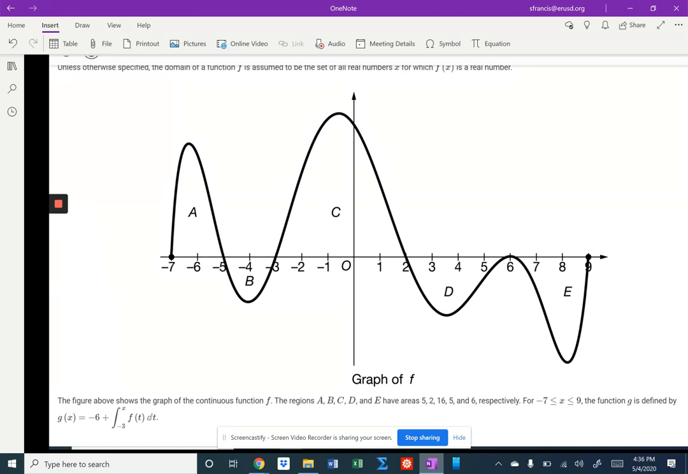Now, one thing to be careful with here is they're giving you magnitudes. You have to interpret that B is going to be negative because B lies below the horizontal axis. Same with D and same with E. And some of you didn't account for that in your work, and that cost you some points. They also tell us that for x between -7 and 9 inclusive, the function g is defined by g of x is -6 plus the definite integral from -3 to x of f of t dt.